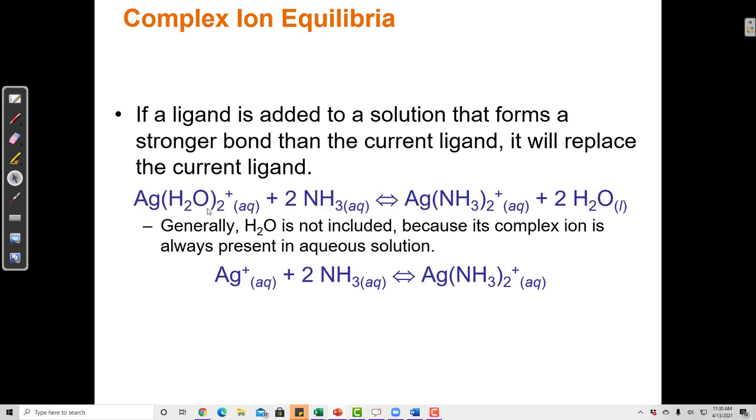If a ligand is added to a solution that forms a stronger bond than the current ligand, it will replace the current ligand. The silver metal ion doesn't want to be alone in the solution. Ag+ can form strong bonds with anything that can donate electrons to it. So if there happens to be H2O within the solution, then the H2O will donate electrons to silver, and they'll float around like this complex ion. However, if I pour NH3 into that solution, the N also has electrons, and the N might make an even stronger bond with silver than water would, so it can displace the water. So there are two different complex ions: one formed with water, and one formed with ammonia.